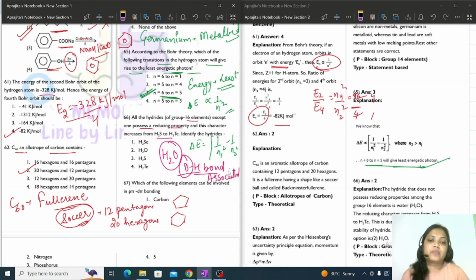And the reducing character increases from hydrogen sulfide to H2Te because of the decrease in stability of the hydrides. So yes, the answer is option number 2.